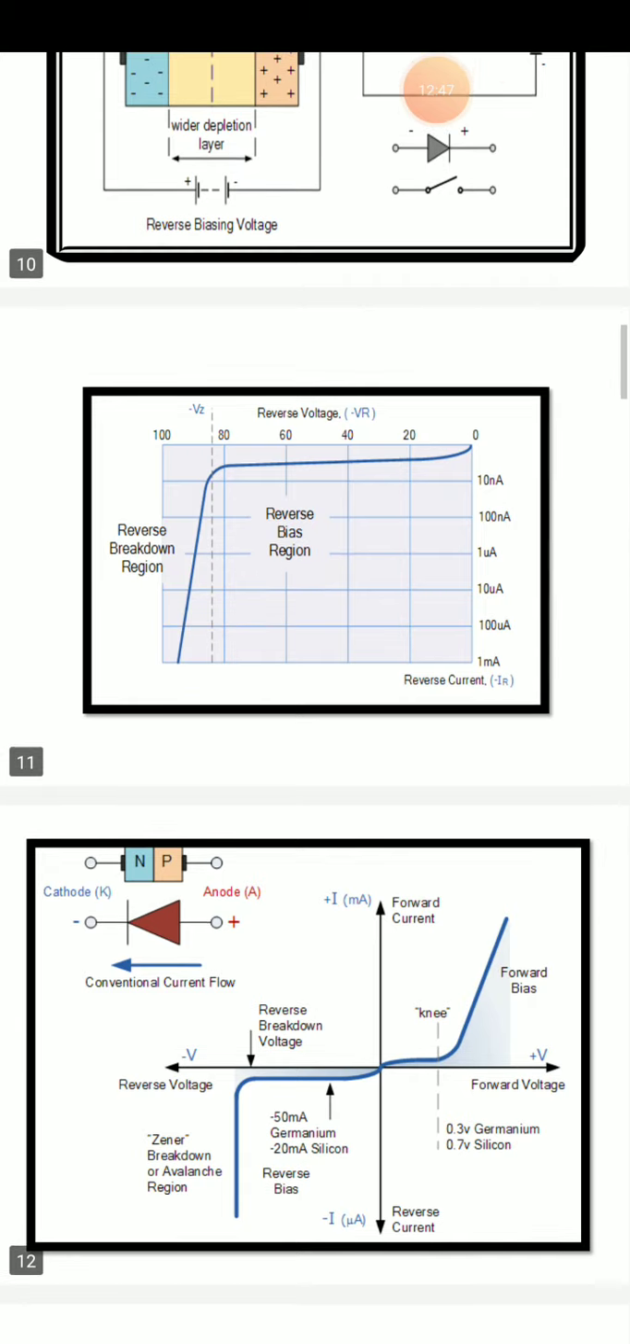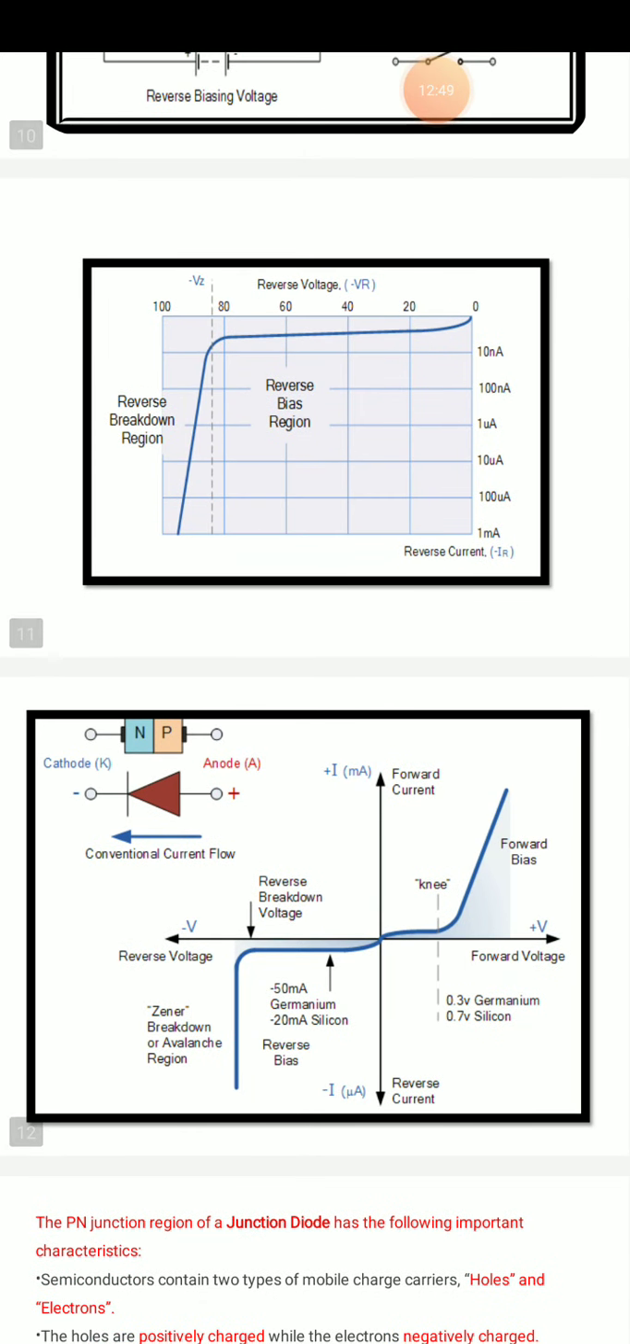And next, just as we saw the forward voltage and forward current mode, similarly here we are going to see the reverse current and reverse voltage mode. You can see the voltage on the x-axis and the current on the y-axis. Only a minute, negligible value of current will be produced in this PN junction diode.